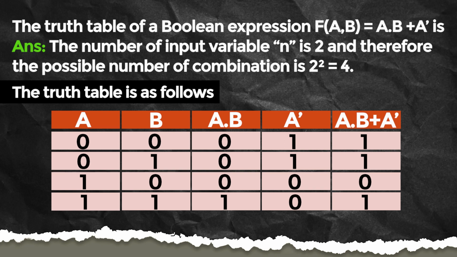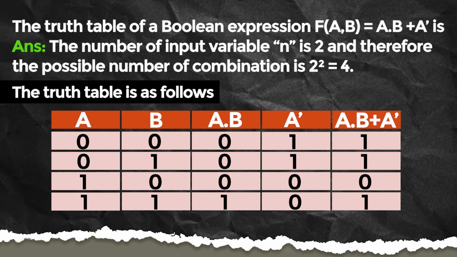Then A dot B: 0 dot 0 is 0, then 0 dot 1 is 0. The dot operation is a multiplication operation. 1 dot 0 is 0, 1 dot 1 is 1. Similarly, the fourth column is A prime, that is A complement. The complement of 0 is 1. Then again A is equal to 0, the complement of 0 is again 1. Then A is equal to 1, the complement of which is 0, and again 1, the complement of which is 0.